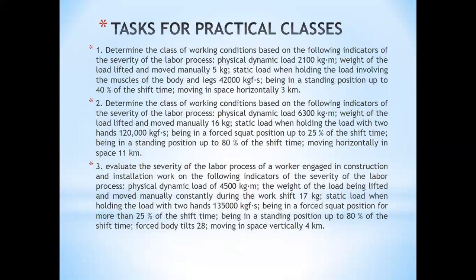You have to do the next three tasks. For example, the first task: determine the class of working conditions based on the following indicators of the severity of the labor process. Physical dynamic load is 2100. Weight of the load lifted and moved manually, 5 kilograms. Static load, when holding the load involving the muscles of the body and legs, is 42 thousandths. Being in a standing position up to 40% of the shift time, moving in space horizontally 3 kilometers.